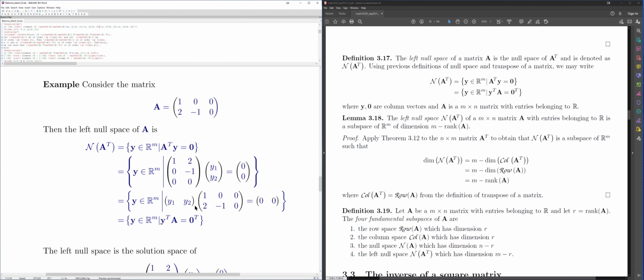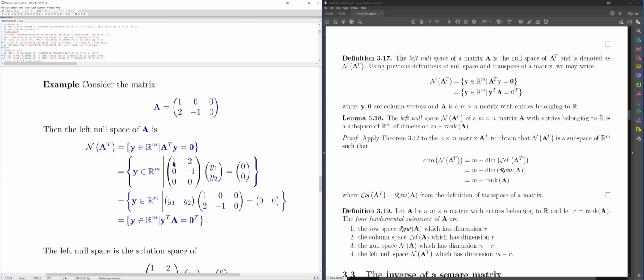Let me see if I can explain why this is called the left null space. Well, how are you supposed to calculate the left null space? As I just did. If you have A, you take the transpose of A, form A transpose, and then just set up this matrix equation. The solution set of this matrix equation would be your left null space.